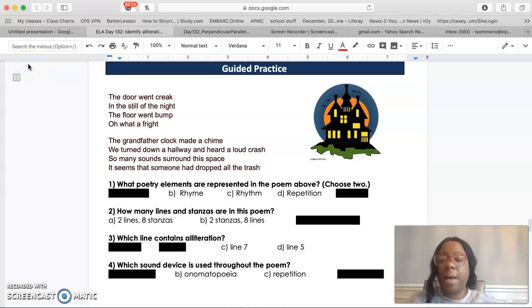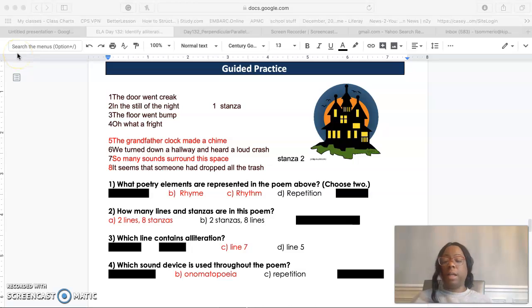Guided practice time. The poem starts like this. The door went creak in the still of the night. The floor went bump. Oh, what a fright. The grandfather clock made a chime. We turned down a hallway and heard a loud crash. So many sounds surround the space. It seems that someone had dropped all the trash.